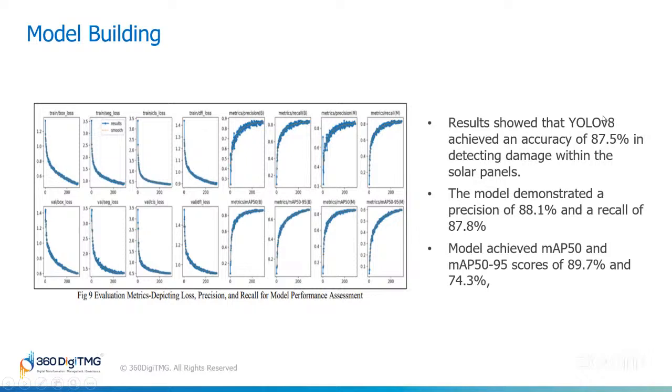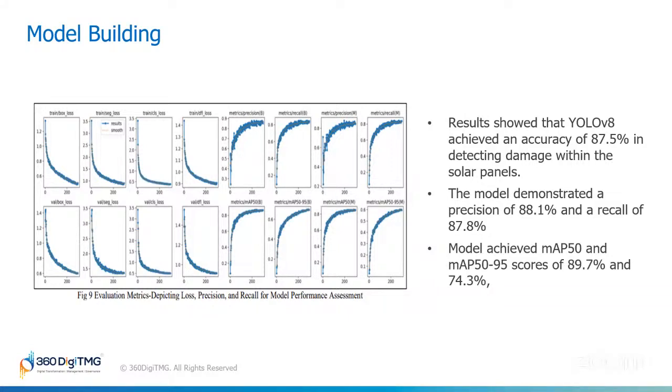Actually we have used a lot of models. We have used YOLO V5, V7, V11, and V9. Among all these, YOLO V8 gets the best accuracy of 87.5%. So we have considered this the best model. Our model achieved mAP50 and mAP50-95 of 89.7% and 74.3%. By considering these mAP50 and mAP50-95, we have concluded that YOLO V8 is our best model.